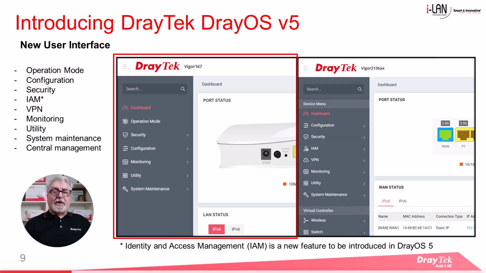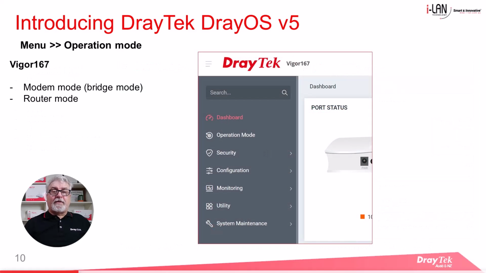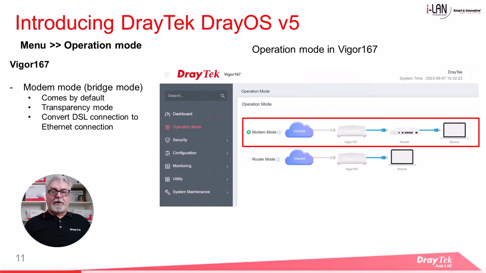For example, in the Vigor 167 on the left here, you won't find VPN or Wi-Fi options since they aren't featured in this model, but it has an operation mode. While the 2136AX on the right does have VPN and Wi-Fi options, but it doesn't have an operation mode because it only has the one mode. The Vigor 167's operation mode offers a choice of modem mode, that is bridge mode, and router mode. Modem or bridge mode is the default option and offers the ability to act as a transparent device to convert a DSL connection into an Ethernet output. That allows it to be plugged into another router with an Ethernet WAN port when a DSL interface is needed.